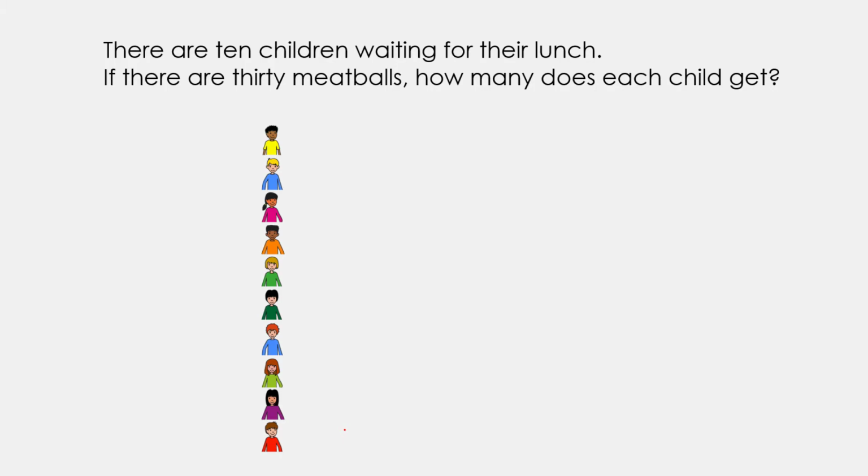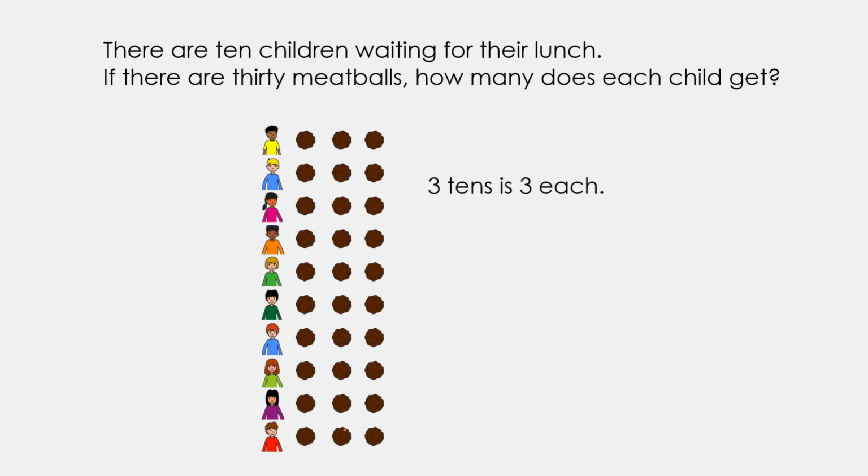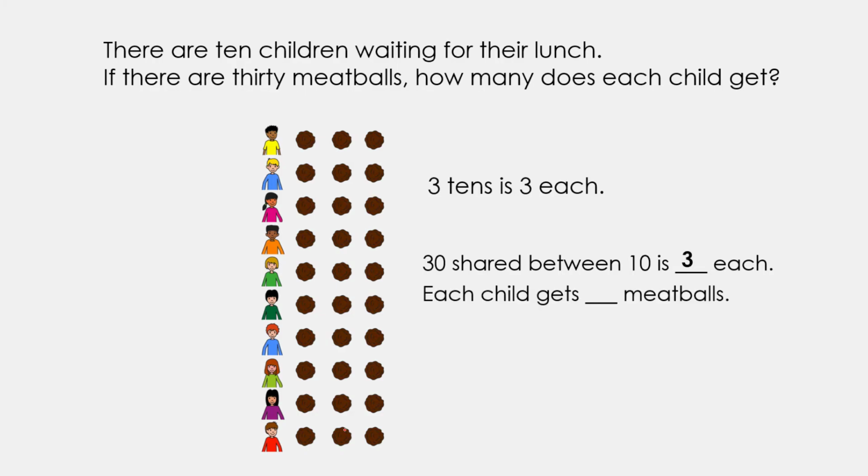I'm going to do it now. What do you think my first step is? We can say 1 10 is 1 each. We've given out 10. 2 10s is 2 each. That's 20. 3 10s is 3 each, and that's 30. And that's all our meatballs. We stop. We've shared out the whole 30. So 30 shared between 10 is how many each? 3 each. So each child gets 3 meatballs. Well done.